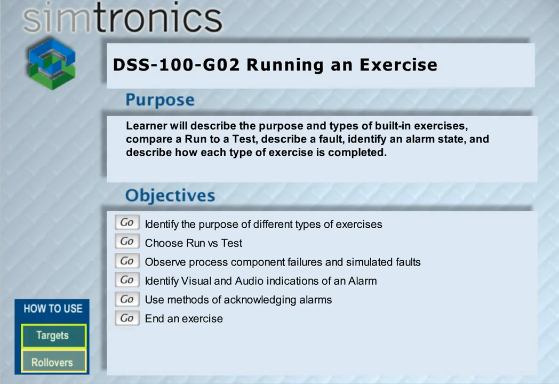Welcome. In this tutorial, running an exercise, your learning goals are to identify the purpose of different types of exercises. Choose run versus test. Observe process component failures and simulated faults. Identify visual and audio indications of an alarm. Acknowledge alarms and end an exercise.